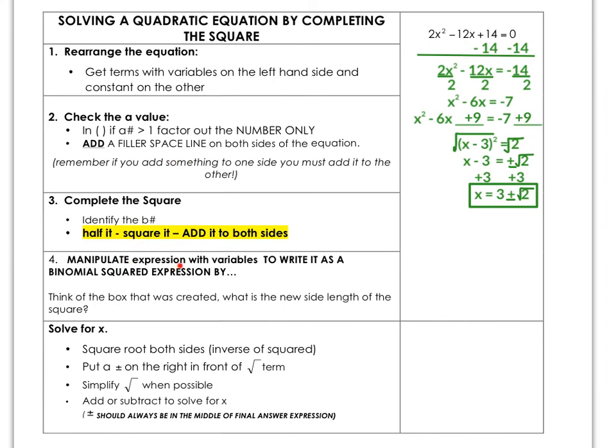Then we need to manipulate the expression with the variables to write it as a binomial squared by, we can think of the box that was created and identify the new side length of the square. We can also just take half of b since that is the new side of the square. And then once we've done that, we will square root both sides because that's the opposite, or inverse, of squared. Put the plus minus on the right in front of the radical term, and that's because remember we take the square root and it can be positive or negative. Simplify when possible, add or subtract to solve for x.